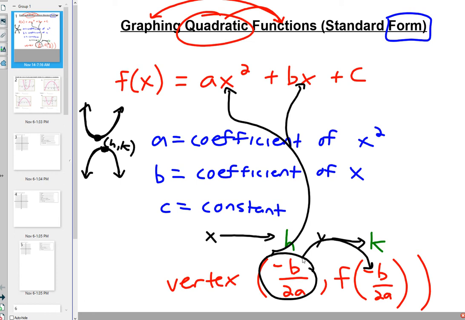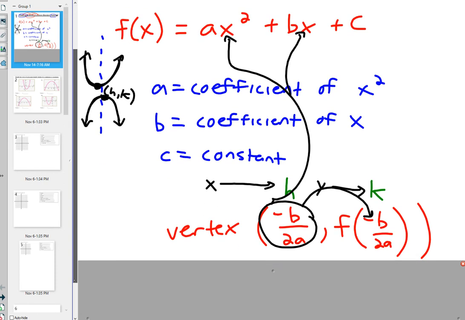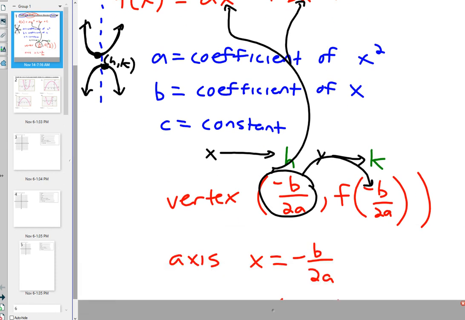Another thing we'll learn about parabolas is that they're symmetrical. Parabolas have vertical symmetry. I can draw a vertical line right through the vertex, and the left and right side of the parabola will be a mirror of the other side. And we can use that to our advantage when it comes time to graph. That vertical line is known as the axis of symmetry. Feel free to write that in if you'd like.